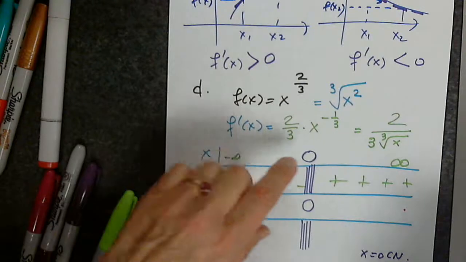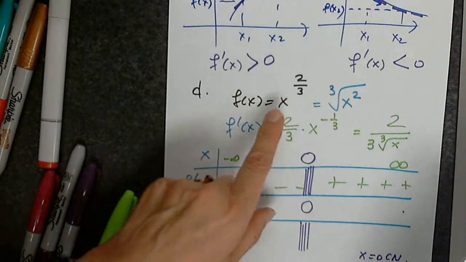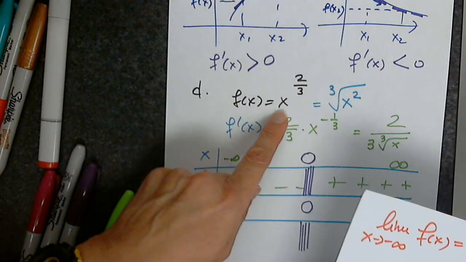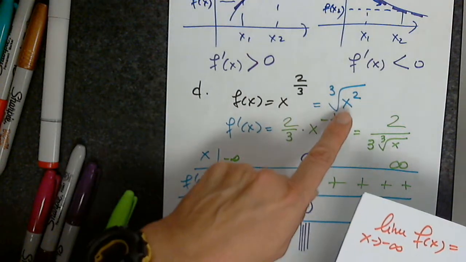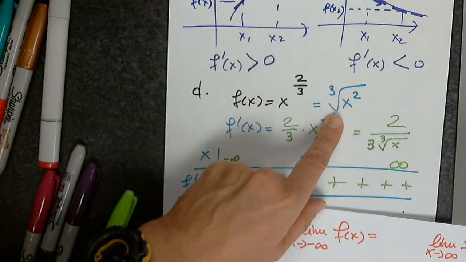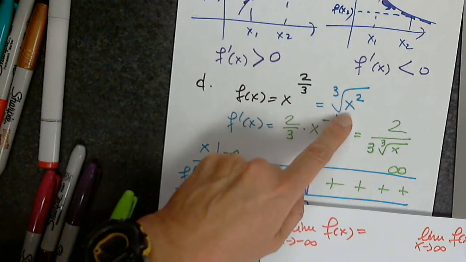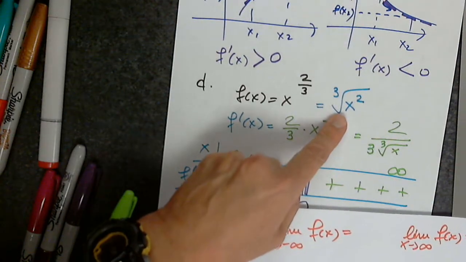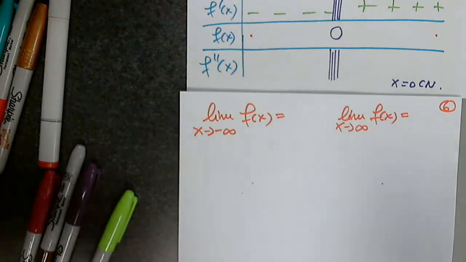That's why it's very useful to write it in this format, because here it's maybe more difficult to see. So when x approaches infinity, what does this approach? Perfect. When x approaches negative infinity, what does this approach? Perfect. That's all I needed.